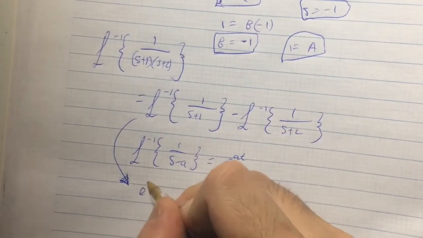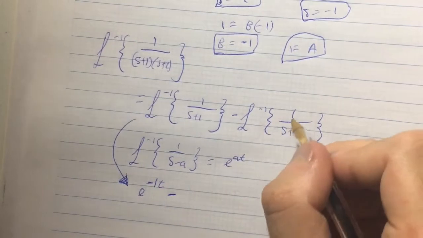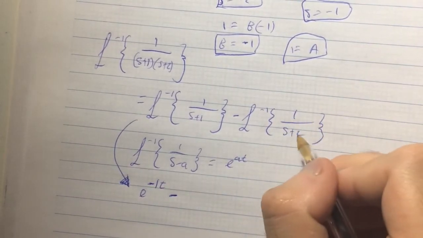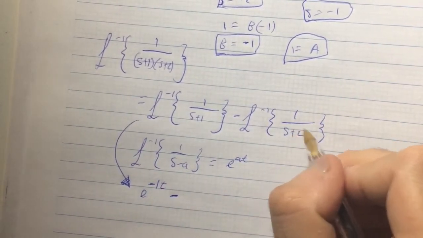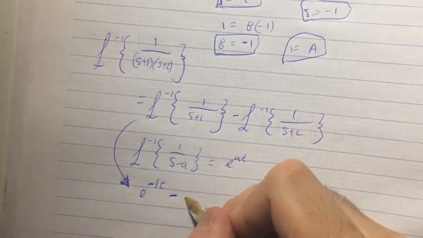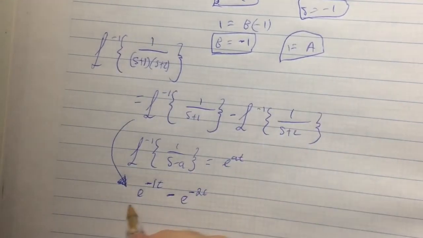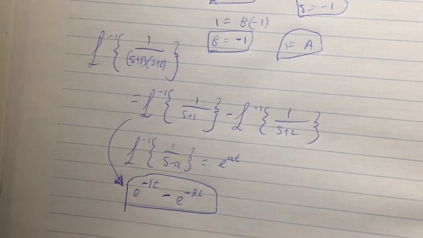So it's going to be e to the minus 1t, and that's minus the inverse Laplace transform of 1 over s plus 2. Again, we have a plus sign, which means that my exponential is going to be negative. So this is going to be minus e to the minus 2t. And that is the final answer.